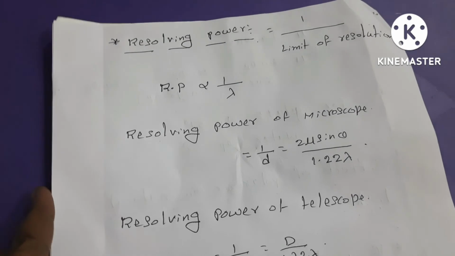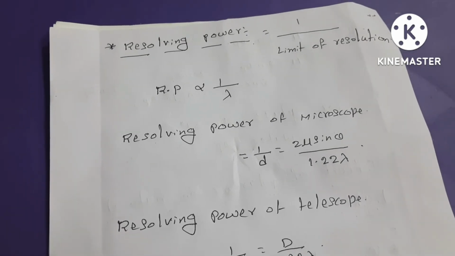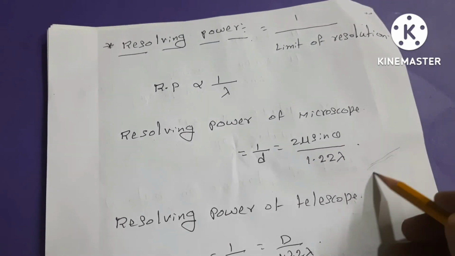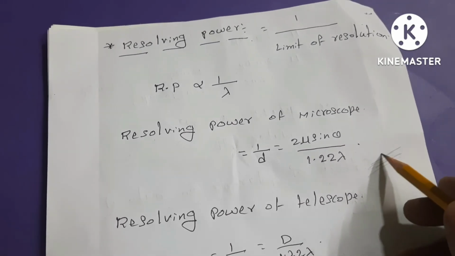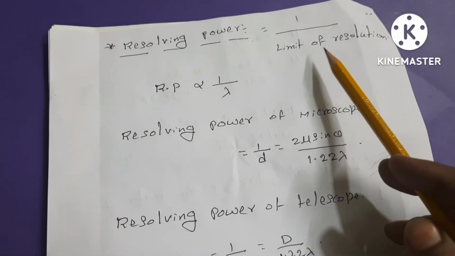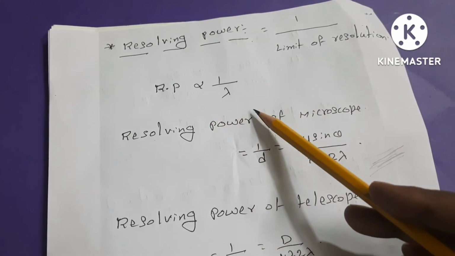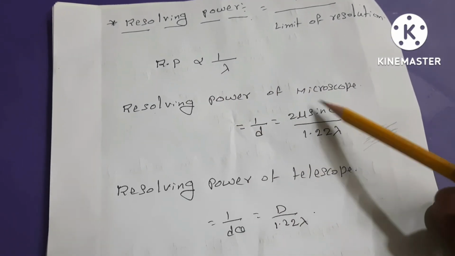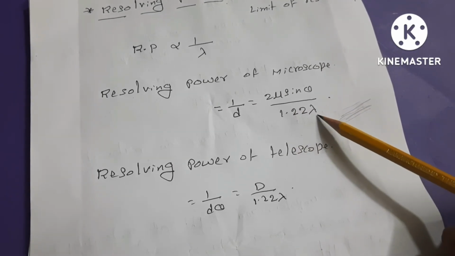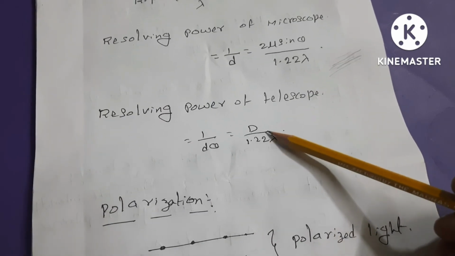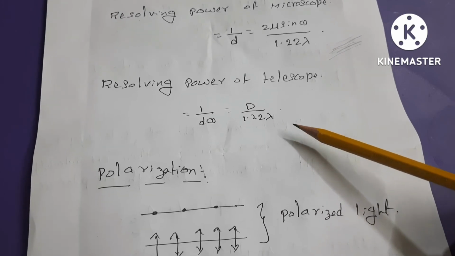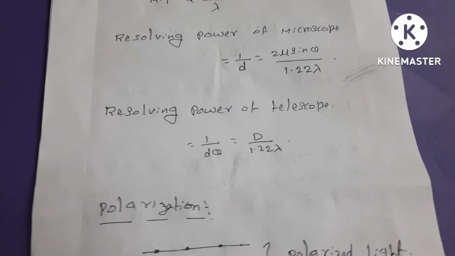A few formulas are there. Resolving power equals 1 by the limit of resolution. Suppose some small lines are very close to each other; identifying the gap between these two close lines is called resolving power. Resolving power is inversely proportional to the wavelength. The resolving power of a microscope is 1 by d equals 2 mu sin theta by 1.22 lambda. The resolving power of a telescope is 1 by d theta equals D by 1.22 lambda. You must remember these formulas.